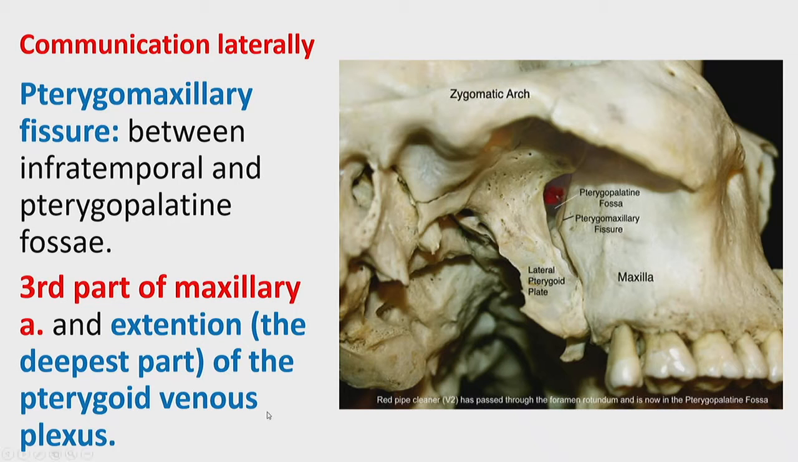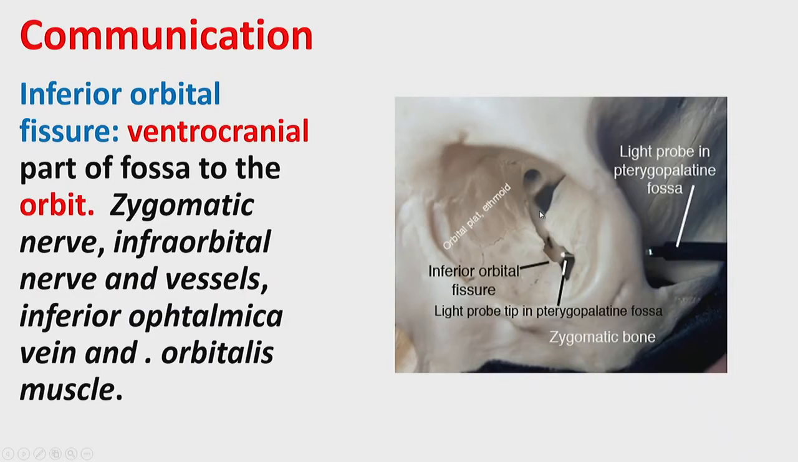It can go medially to this pterygopalatine fossa. And here, finally, it's the connection of the pterygopalatine fossa ventrocranially through the fissure called the inferior orbital fissure, and it's connected to the orbit. And what does it pass? Zygomatic nerve, infraorbital artery, nerve, vein, and also the inferior ophthalmic vein. Some small smooth muscle is also there, which is called the orbitalis muscle.